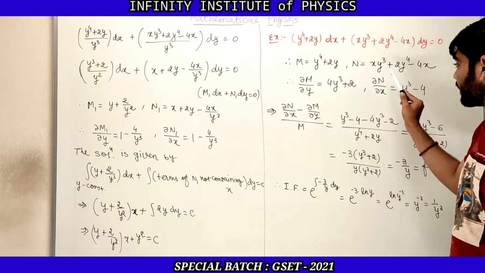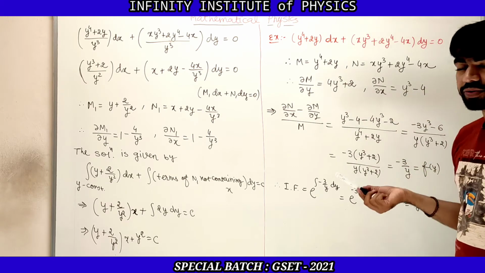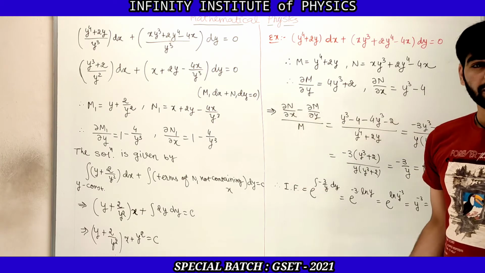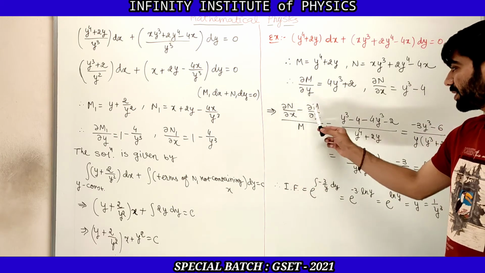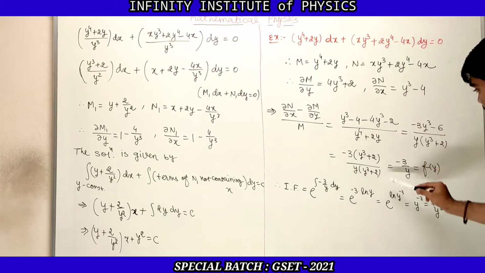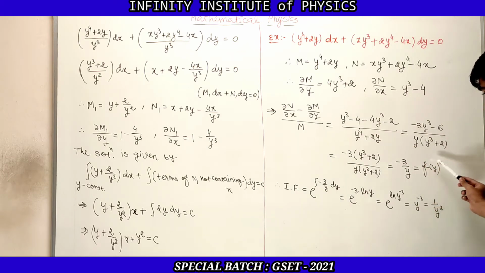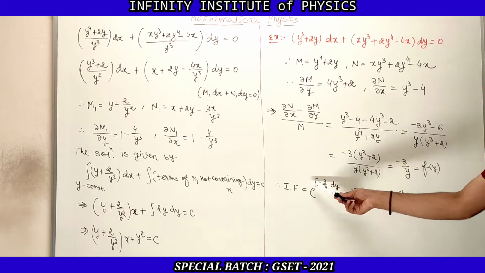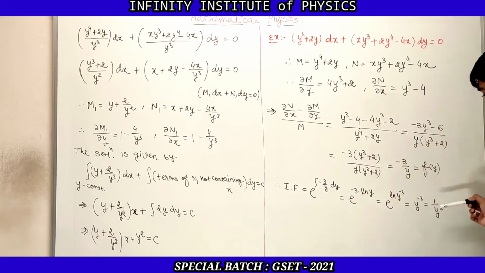Del m by del y and del n by del x, these two are not equal, so it is non-exact. Now let us check whether this will give us a function of only y or not. So del n by del x minus del m by del y upon m gives us the value minus 3 by y, which is a function of only y. Then the integrating factor will be e raised to minus integration of 3 by y dy, and that will be 1 by y cube.